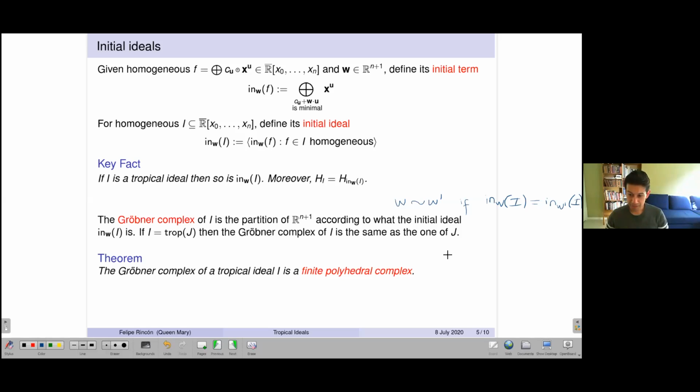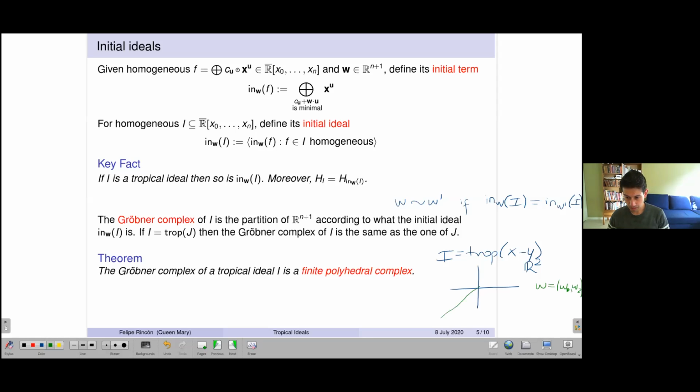So if I is equal to the tropicalization of x minus y, well, there are two variables. So the Grobner complex is going to be a subcomplex of R squared. And what we're going to do is put together weight vectors if they give you the same initial ideal. So in this case, you see that there's three possibilities. W is going to have two components, W1 and W2. If W1 is greater than W2, then the initial term you're going to pick in this generator is going to be y. It's going to be the one with smallest weight. That's the variable y if W2 is less than W1.